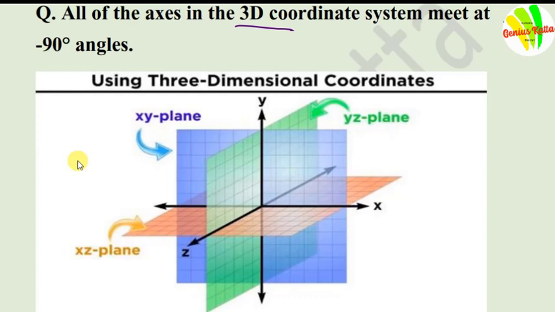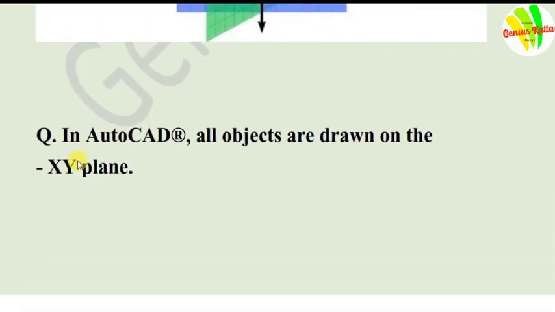Friends, triple star question, this question is asked many times in exams. All the axes in the 3D coordinate system meet at 90-degree angles. Here we present the diagram which shows the 90-degree angle where all the axes meet. This is the XY plane, this is the YZ plane and this is the XZ plane. All the axes meet at a single point, at 90-degree angles.